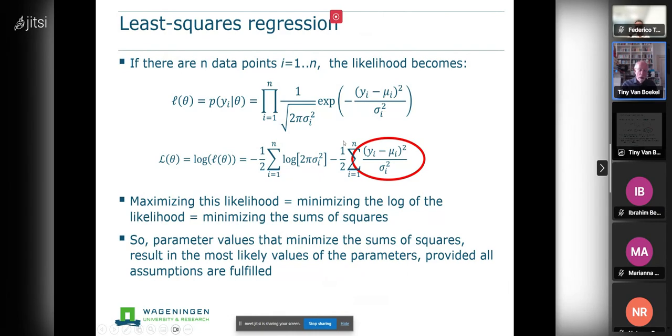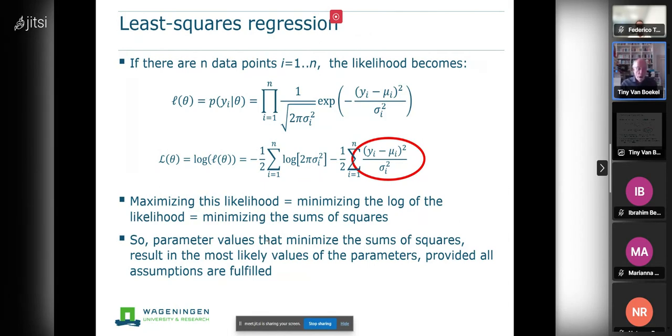You are minimizing this term here. If you minimize this term, you are actually maximizing the likelihood. So I hope you see that. That's why it's called least squares, because you're minimizing something. So that is the background of least squares regression. It's a special case of maximum likelihood estimation, a special case because you are assuming from the start that this likelihood function is a normal distribution.